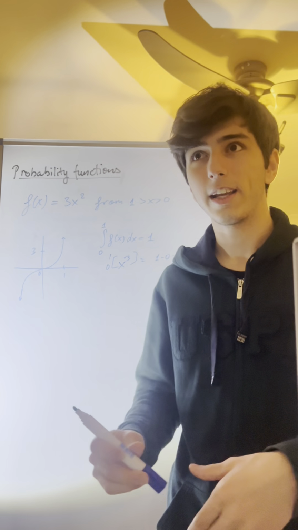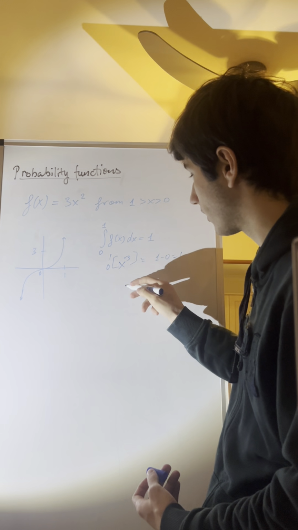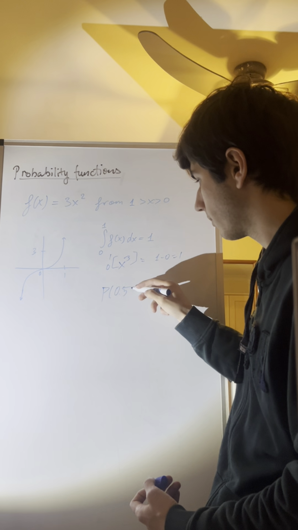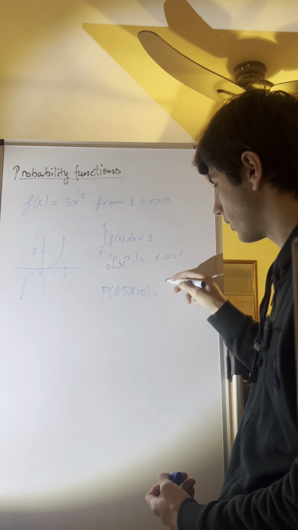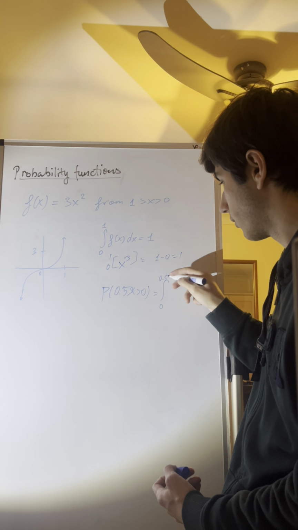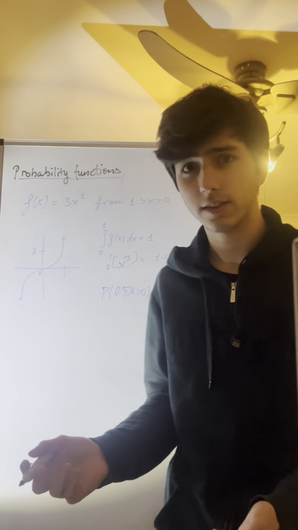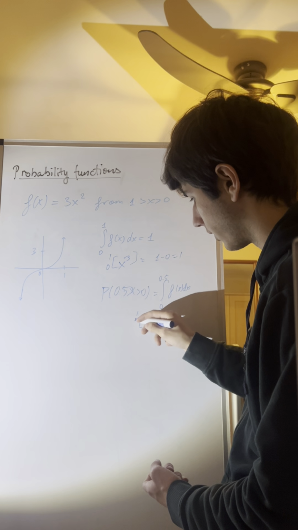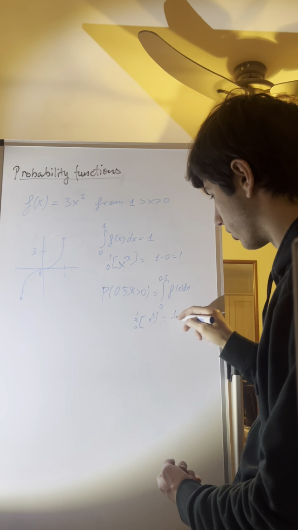And the way we can get probabilities out of this is, let's say we want to find the probability that our variable is between 0 and 0.5. This would be like taking the integral from 0 to 0.5 of f of x. So the bounds would be 0 and 1/2 of x cubed, which would be 1/8.